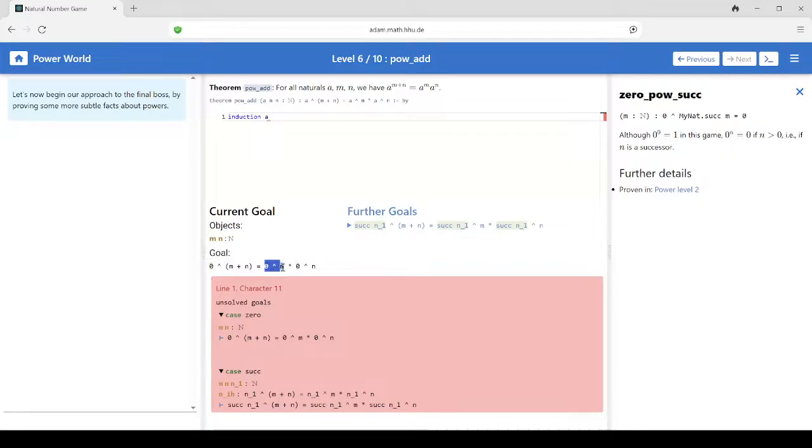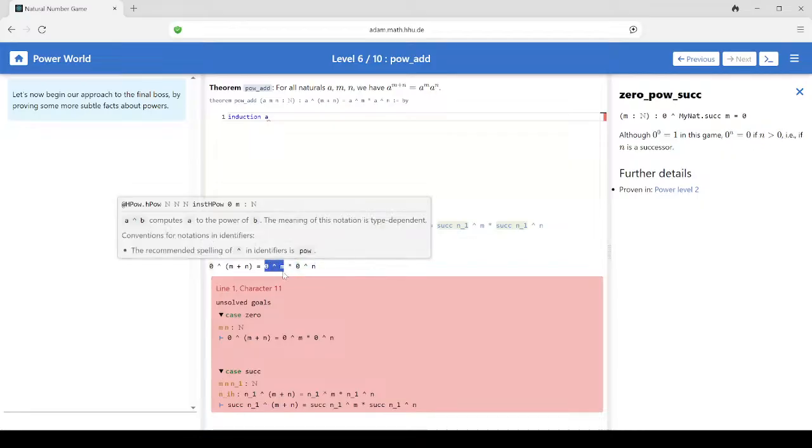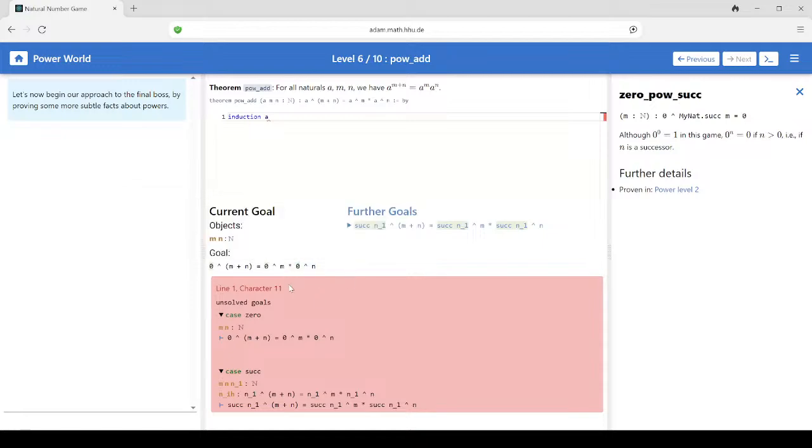So for this one, if M is 0, then that's one thing. And if M is greater than 0, then that's another thing. I can't do two inductions at the same time, can I? No, that would... hang on a sec.